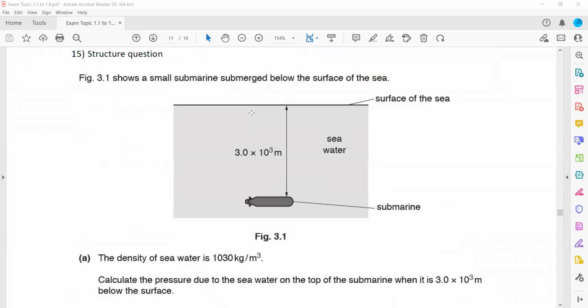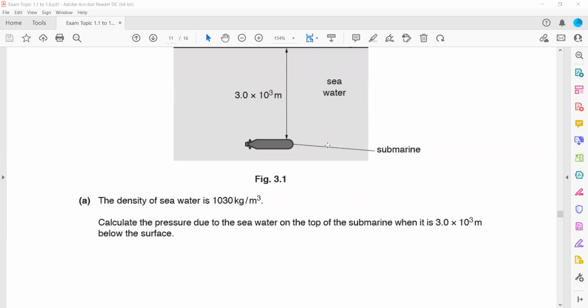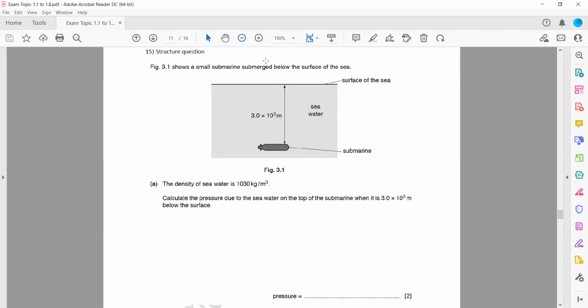In question 15, the structure question, there is a submarine in seawater at a depth of 3 × 10^3 meters. The density of seawater is 1030. Calculate the pressure due to seawater on the top. The pressure exerted by a liquid depends on density, gravity, and depth. So pressure is equal to density times gravity times depth. Density is 1030, gravity is 10, and the depth is 3 × 10^3 meters.